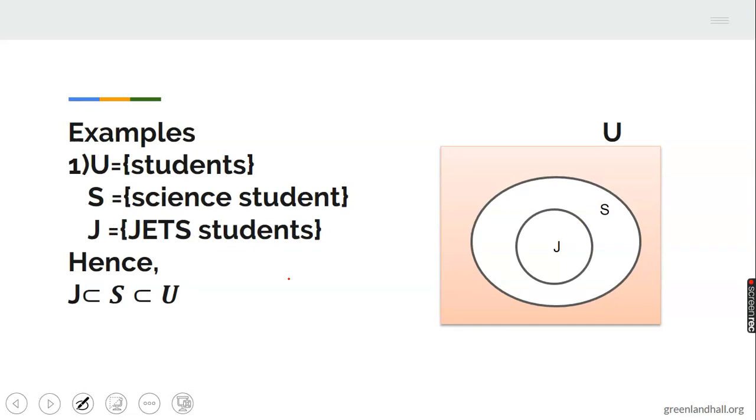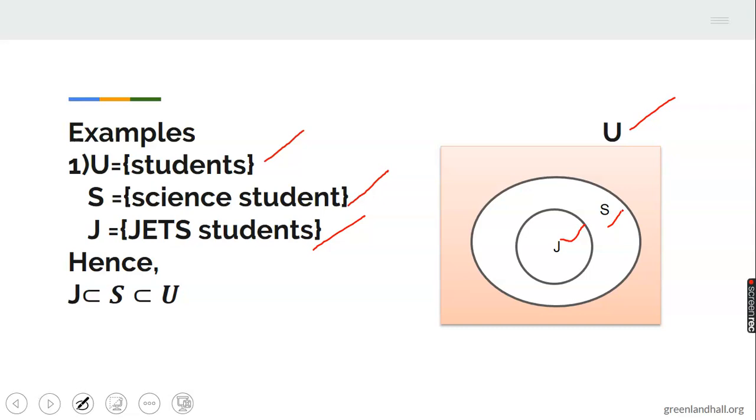Now U represents all the students. S, science students. J, junior students. So we know that we normally pick the J students from the science class. So J is a subset of the science class. Subset.